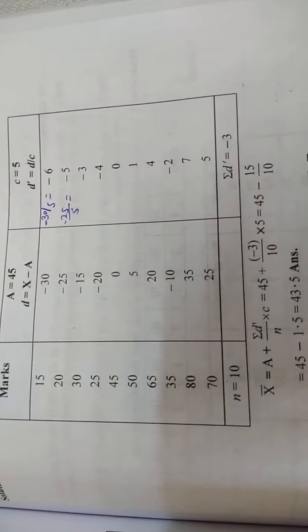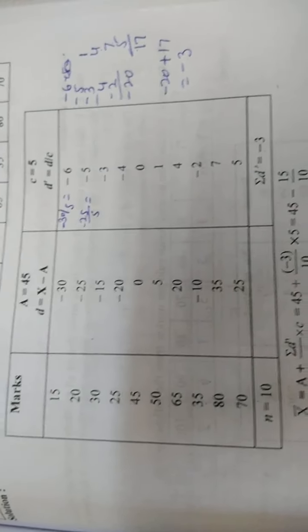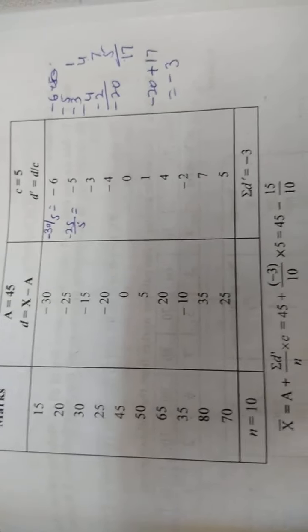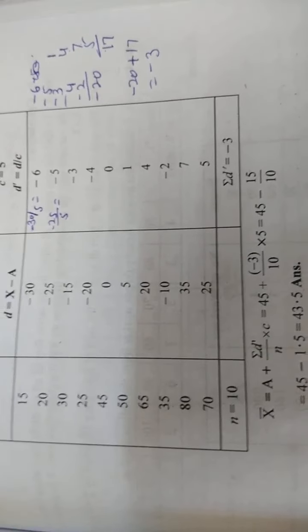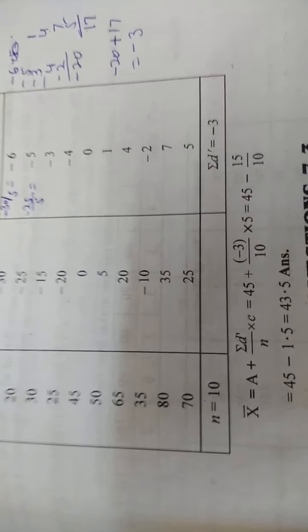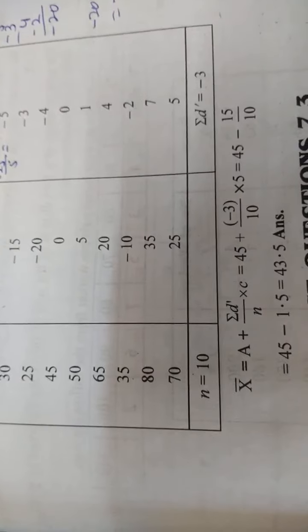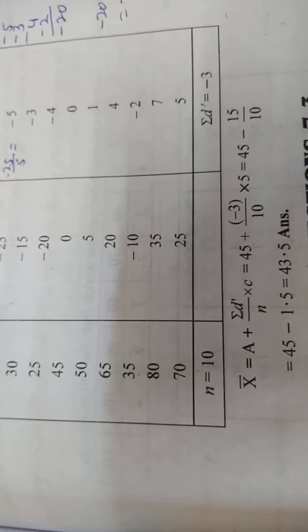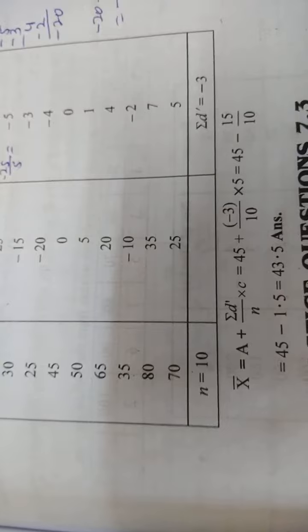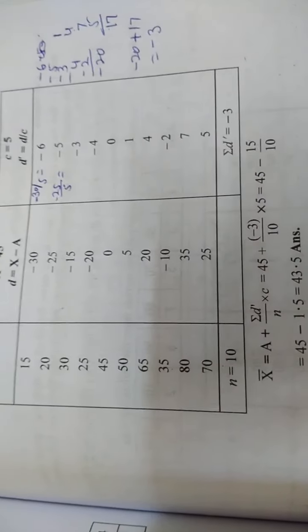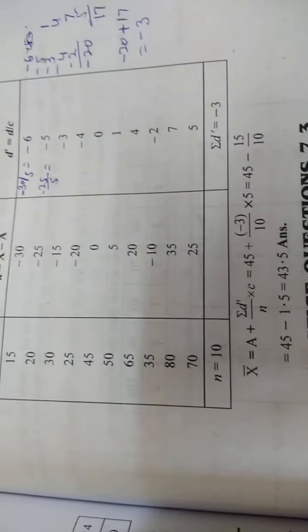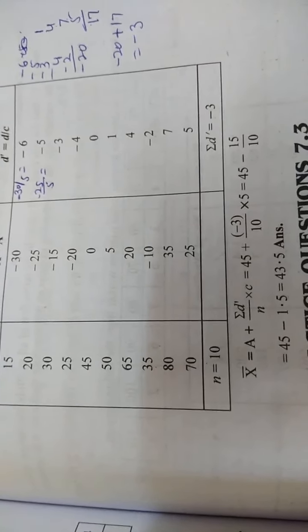We will get minus 3. By adding minus values we get minus 20. By adding plus values we get 17. Then minus 20 plus 17 is equal to minus 3. Then apply the formula: assumed mean plus summation of d dash over n, into c. C is the common factor, that is 5. Assumed mean is 45, and calculate, we will get 43.5 as the mean.